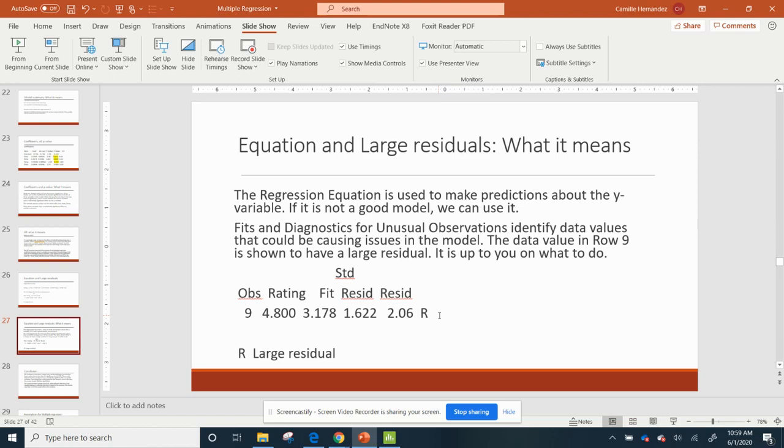It could have been a bad batch. It could have been data was keyed in incorrectly. But before you do anything, you need to investigate why that exists.